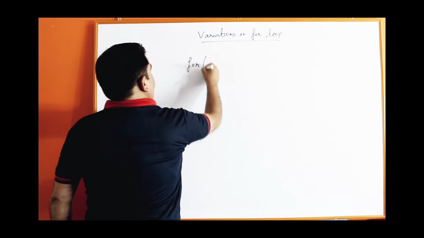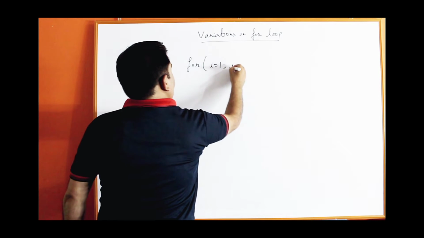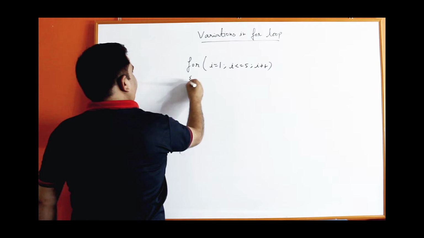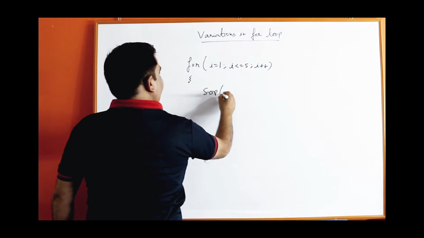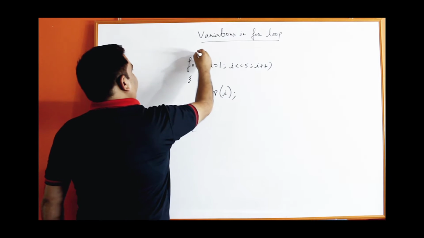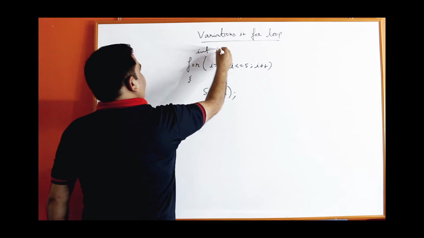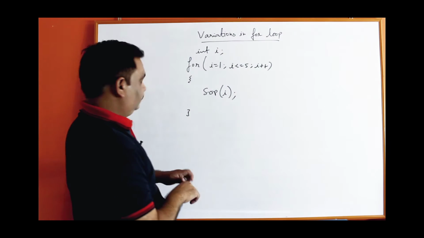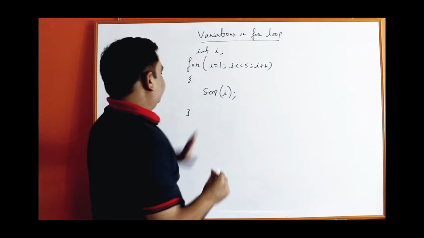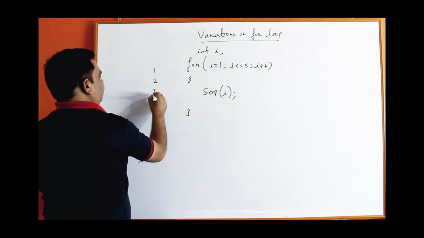First thing, for i equal to 1, i less than or equal to 5, i plus plus, and within the body you can write the statement like this. int i you have to declare. Now, this is a simple loop, it will print 1, 2, 3, 4, 5.